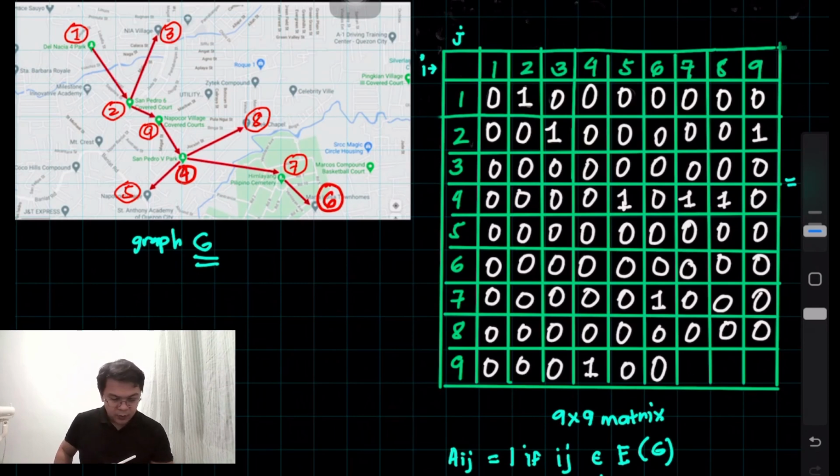9 and 7, that's 0. 9 and 8, that is 0. And 9, going back to itself, that's 0.